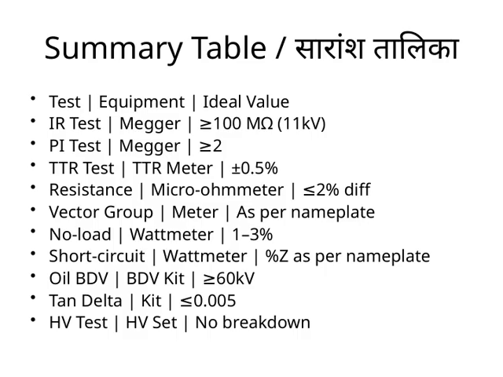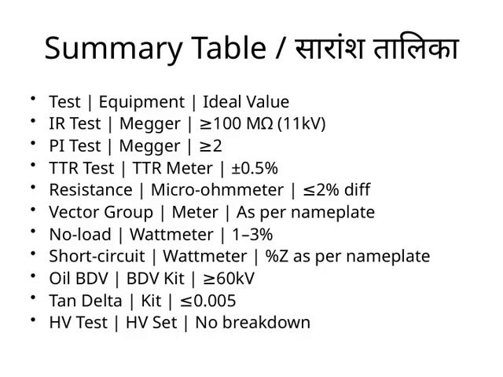The TTR test, which measures the transformer turns ratio, should be within plus or minus 0.5%. This ensures the transformer is functioning properly and that the ratio is within acceptable limits for optimal performance. For resistance testing, a micro-ohm meter is used, and the difference should be less than or equal to 2%. This helps us identify any abnormal resistance that could lead to overheating or failure. Next, the vector group check, performed with a meter, should match the specifications on the nameplate. This confirms the correct phase connection and vector orientation crucial for system compatibility.